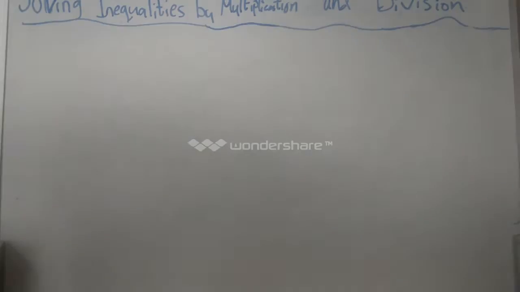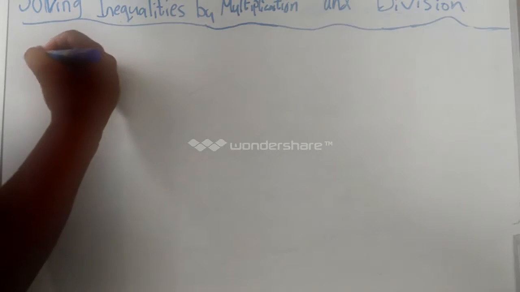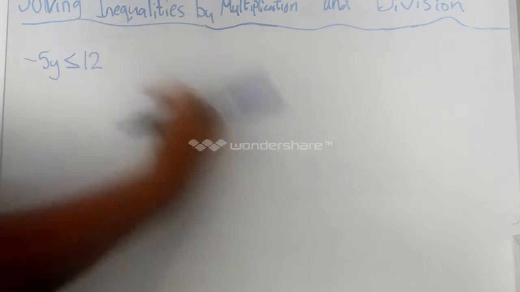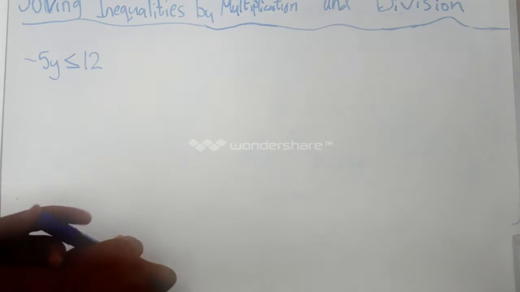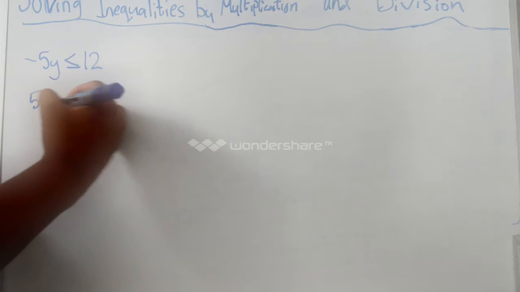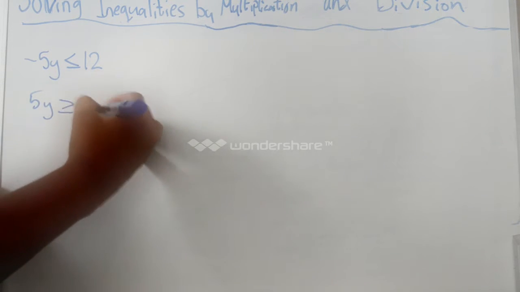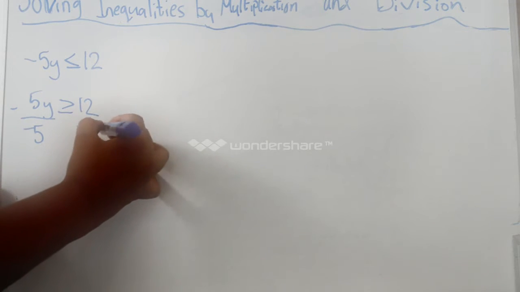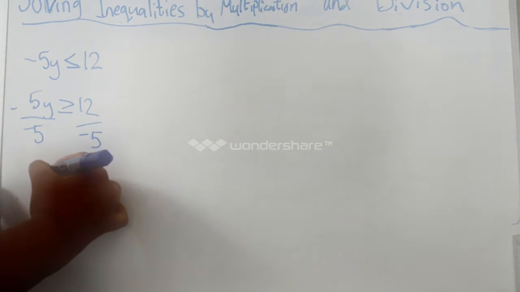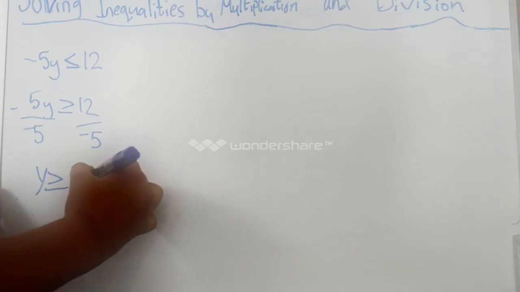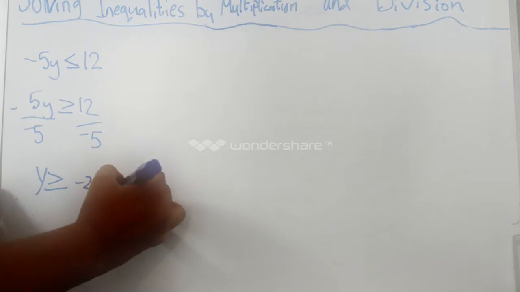So now let's solve some examples. Negative 5y is less than or equal to 12. So now, negative 5y, we divide by negative 5 on both sides, and reverse the sign. So the answer is y is greater than or equal to negative 2.4.